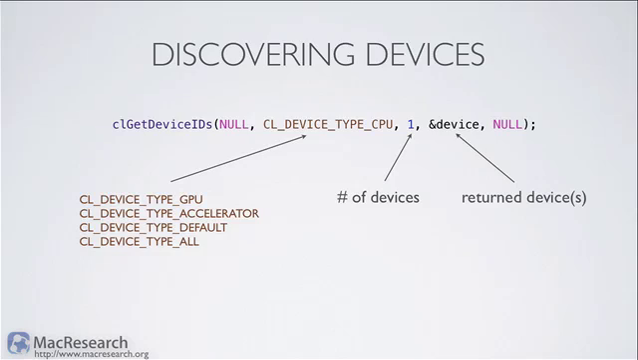stored, and then you'll get those back by saying, okay, I want the top 3, or I want the top 2. If you have, say, a computer that has multiple graphics cards in it, return all the graphics cards, and then I'll figure out which one's the fastest, or something like that. So CL get device IDs.